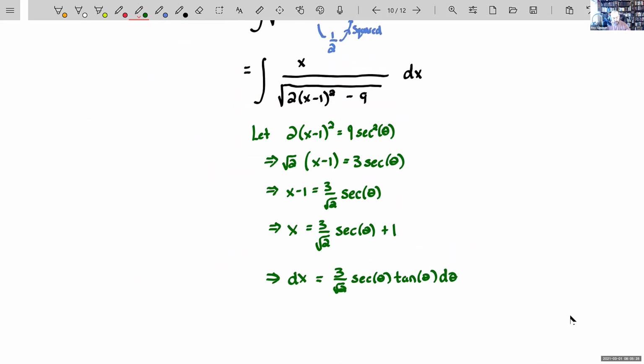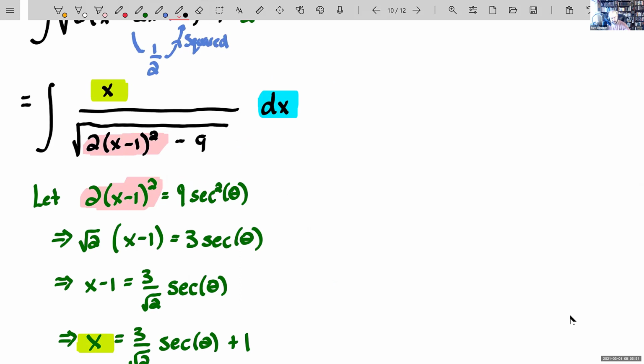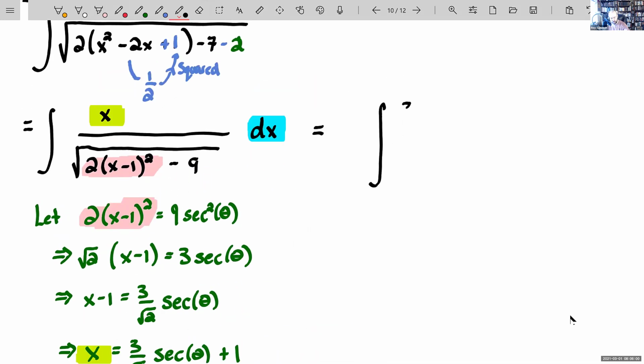So we have all the stuff we're trading out. I know exactly what x is. I know exactly what dx is. And I know exactly what 2 times the quantity x minus 1 squared is. So I'll make all of those substitutions right now, and I'll actually do that to the right here. This is equal to, I'll leave a little space because I know I'm going to be factoring possibly a number out. x is going to be 3 over root 2 secant of theta plus 1. That's what x is.